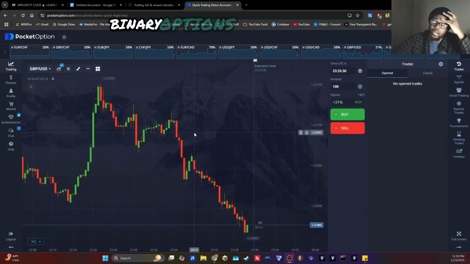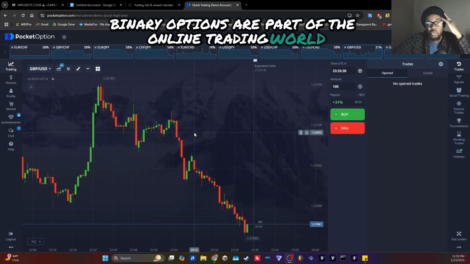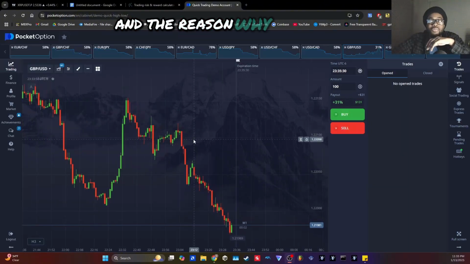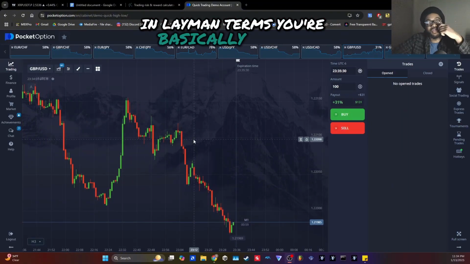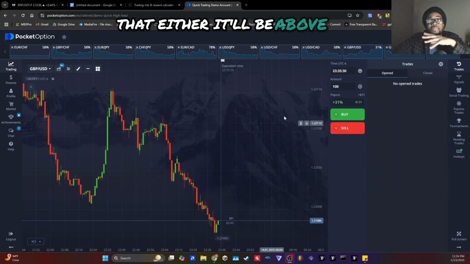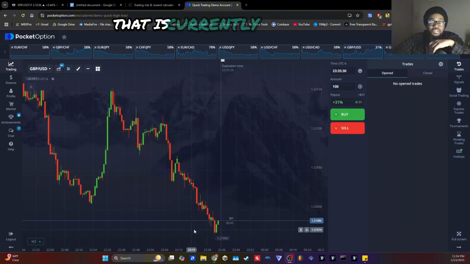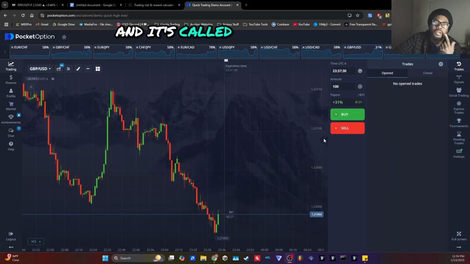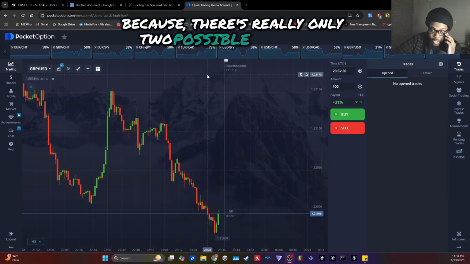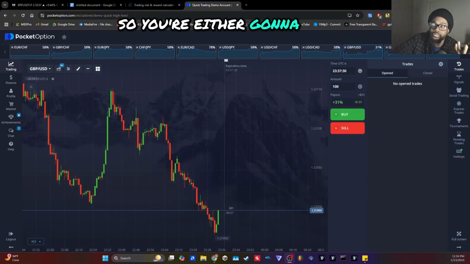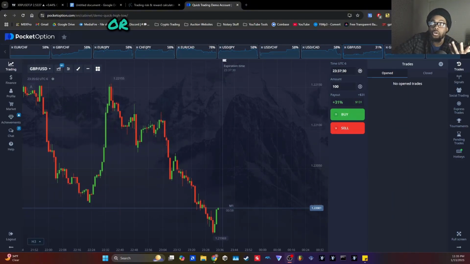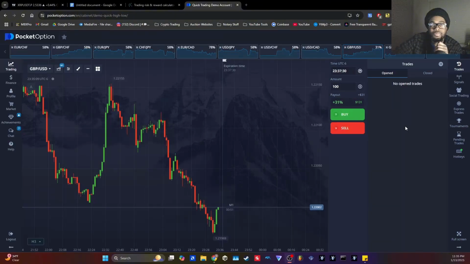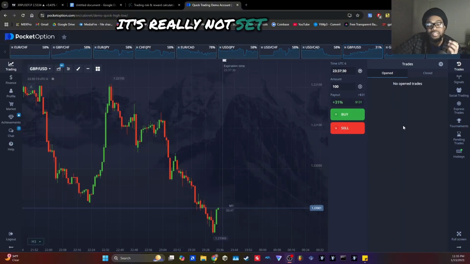Now, although binary options are part of the online trading world and space, to be honest, it feels more like gambling. And the reason why I say that is because in layman terms, you're basically betting that it'll be either above or below the current price that it is at when you put in the bet after a certain amount of time has passed, right? And it's called binary options because there's really only two possible outcomes. So you're either gonna get a fixed profit basically, or it's gonna result in a total loss of the investment. So it's really not set up in your favor.